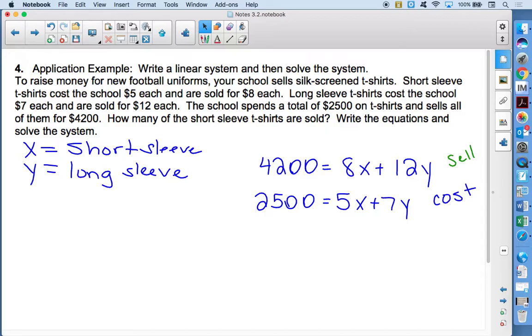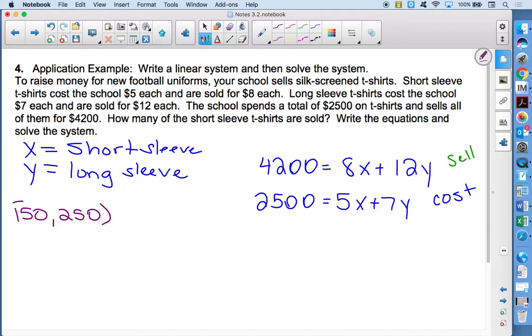So I would suggest using elimination here. You can multiply the top one by 5, the bottom one by -8, and eliminate the x's. Or you could do the same thing and try to eliminate the y's. Your solution should be 150, 250. So when you work through that and solve it, that's what your solution should be.